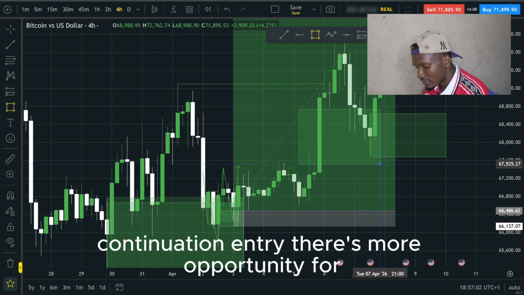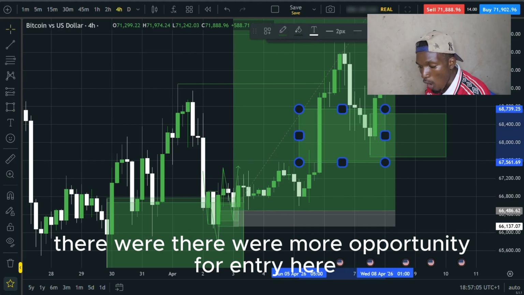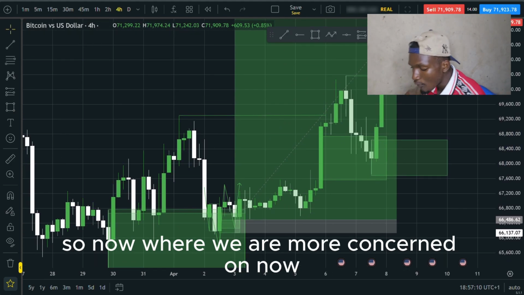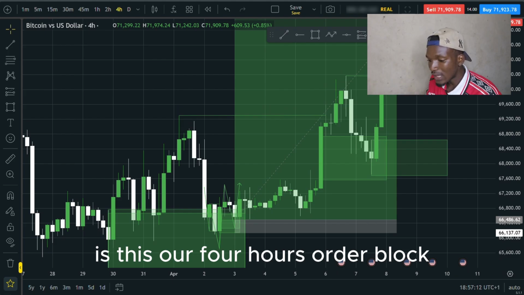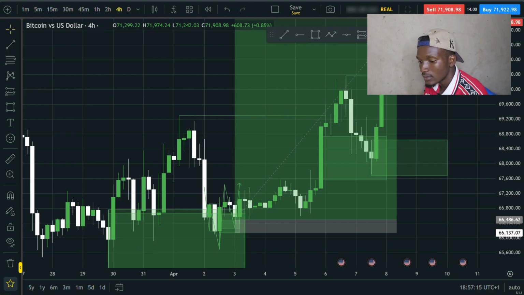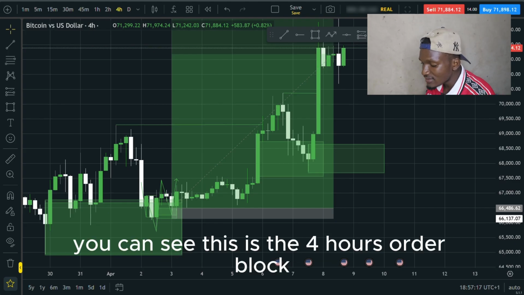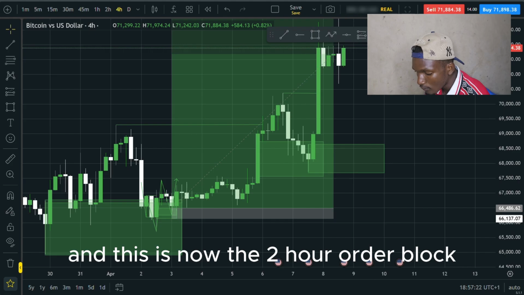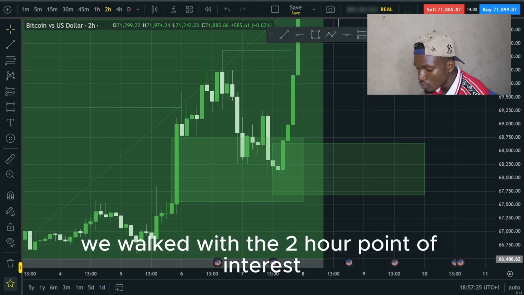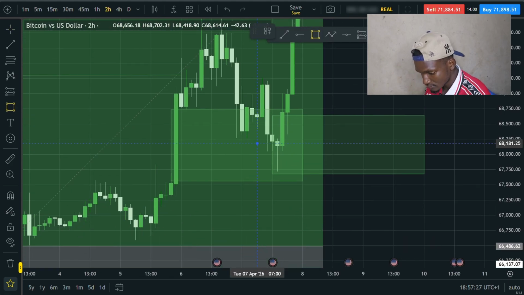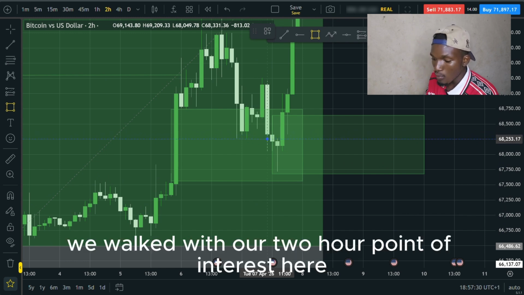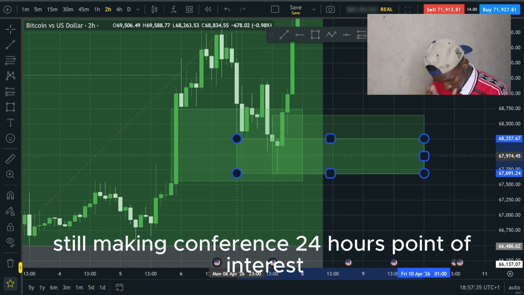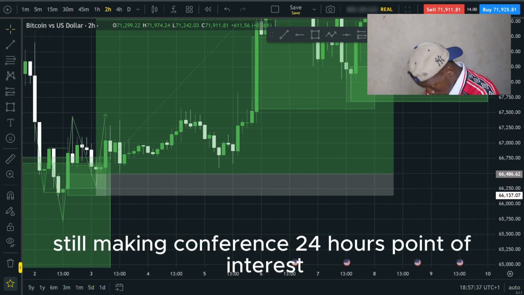Continuation entry. There were more opportunities for entry here. But where we are more concerned now is our 4 hours order block. So let's move down to the 2-hour time frame. You can see this is the 4 hours order block, and this is the 2-hour order block. So we worked with the 2-hour point of interest. You guys remember we worked with our 2-hour point of interest here, still in confluence with the 4 hours point of interest.